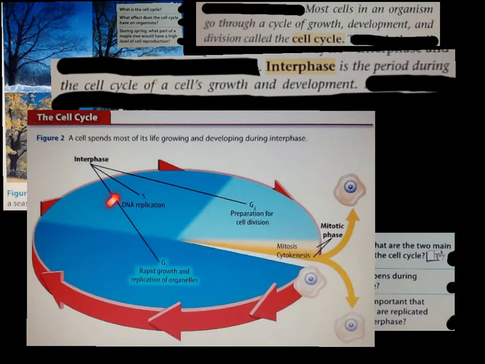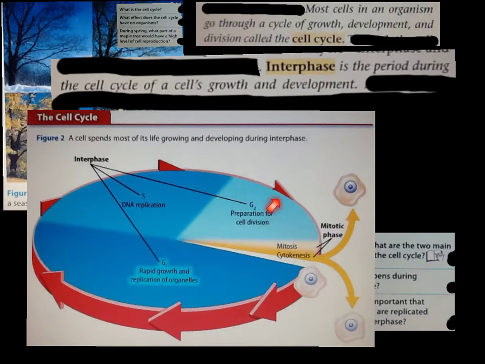As we move along, the next part to this cell, moving along to here, would be replication of DNA. It only takes about half as much time as it does with the rapid growth and replication of organelles. As we move along a little further, you still see that we're in the blue, but it's also a shorter part, and that cell would be over here now. Preparation for cell division. So it's preparing itself for cell division.